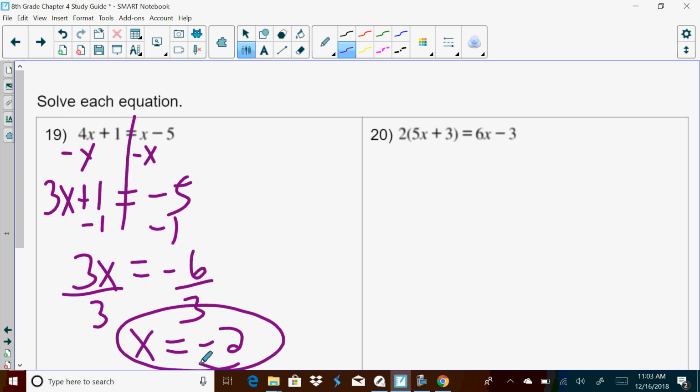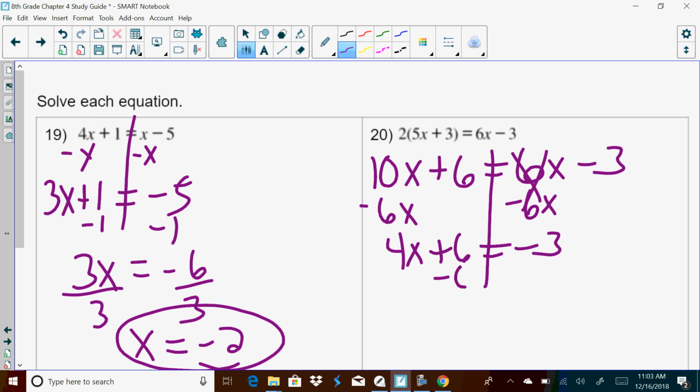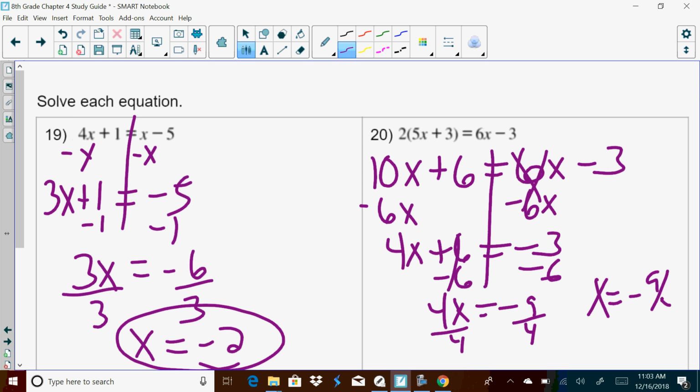For 20, I have to distribute first. So I get 10x plus 6 equals 6x minus 3. Subtract 6x. I get 4x plus 6 equals negative 3. Subtract 6. 4x equals negative 9. So divide both sides by 4. I can get x equals, I can just leave it as 9 over 4, or I can change it into a decimal.